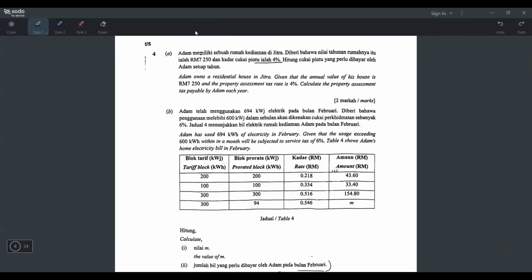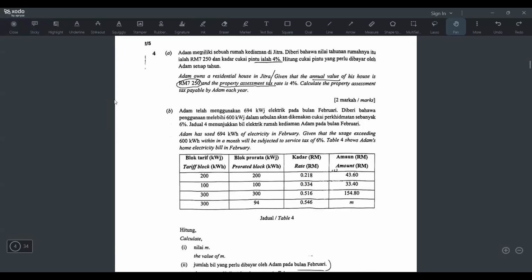Okay, let's go to question number 4. So this looks like a tax question. Okay, let's read. Adam owns a residential house in Jitra. Given that the annual value of his house is 7250 and the property assessment tax rate is 4%. So you see the word already, property assessment tax. So definitely this is a property assessment tax question, right?